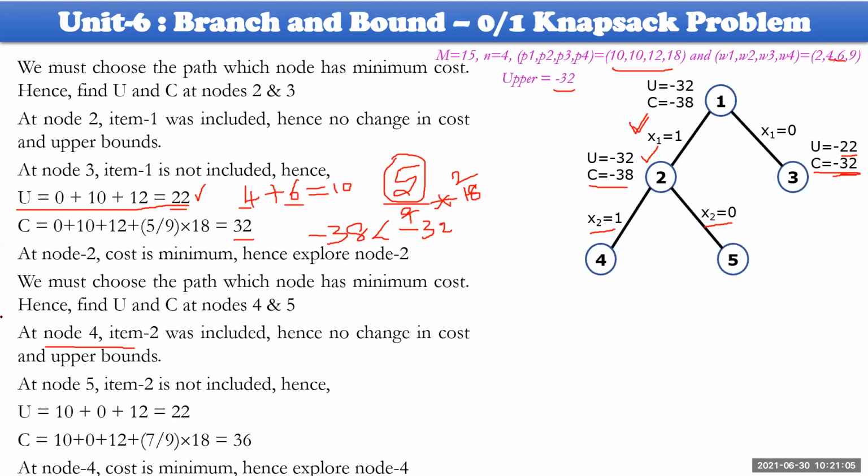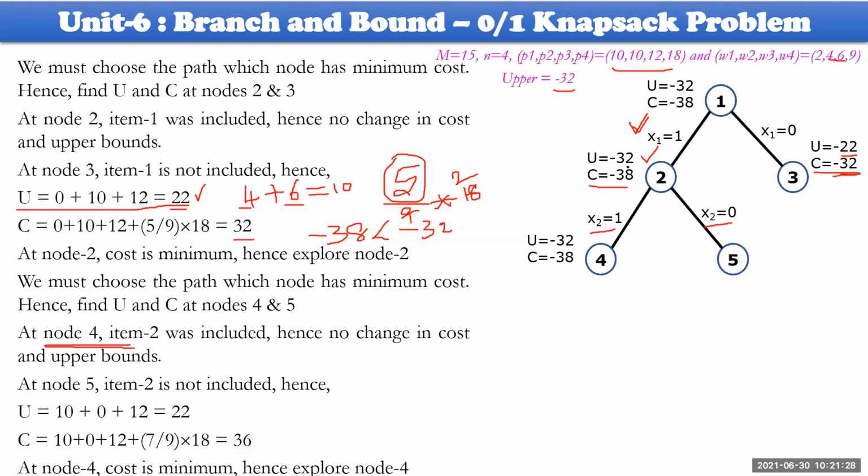So at node 4, if you include x2, there is no change in upper bound and cost. The same upper bound and cost will be there because item 1 has been placed, item 2 has been placed, item 3 has been placed, and item 4 cannot be placed. So cost will be 38 and upper bound will be minus 32.